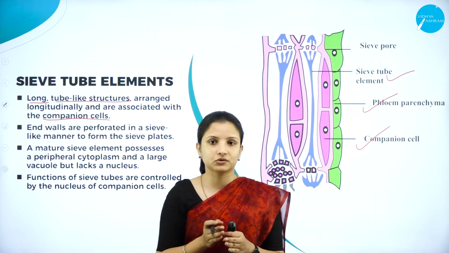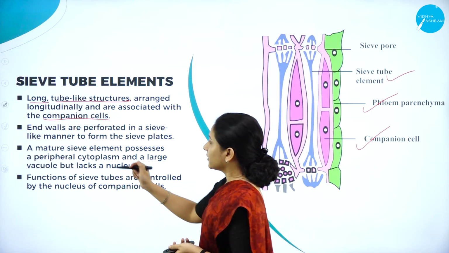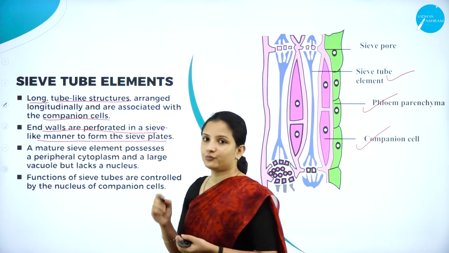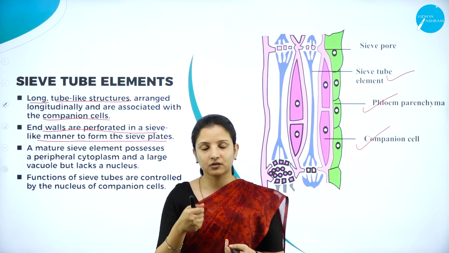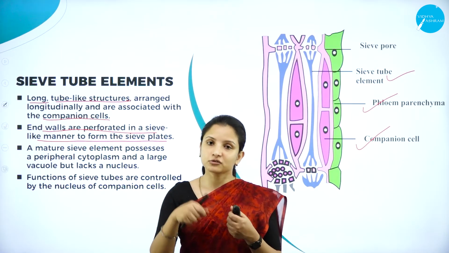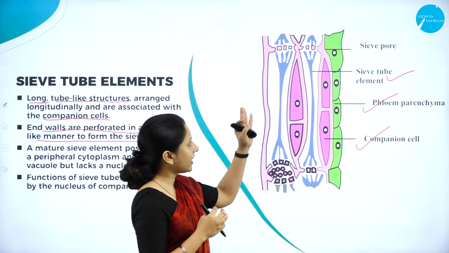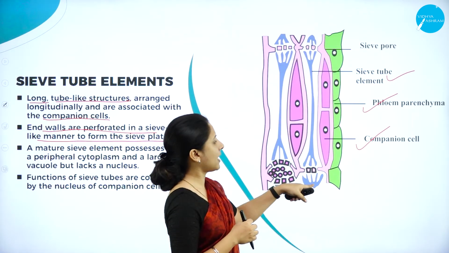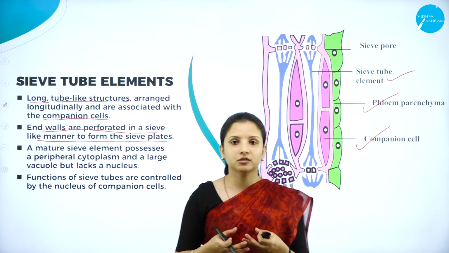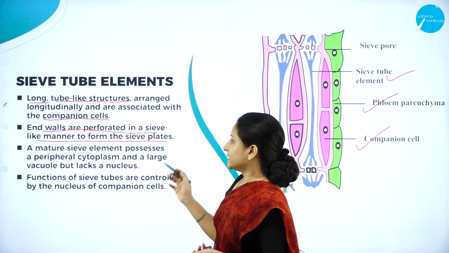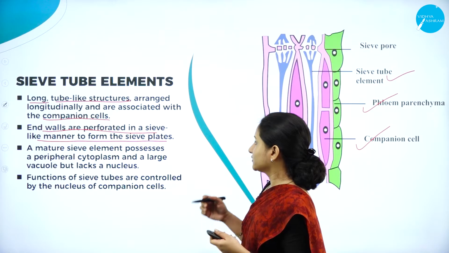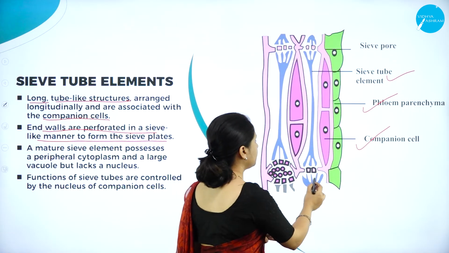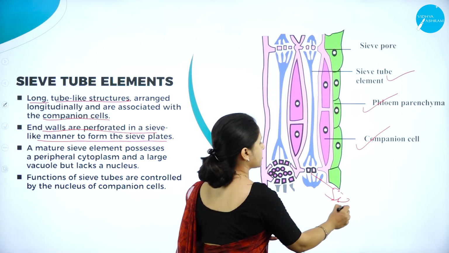They are always associated with each other, and the end walls are perforated in a sieve-like manner to form the sieve plates. So you might have seen sieves with openings, they have pores, right? They filter something, just like that, the end walls of the sieve tube elements also have numerous perforations or pores that form a sieve plate. So the sieve tube elements have sieve plates or perforations at the end.